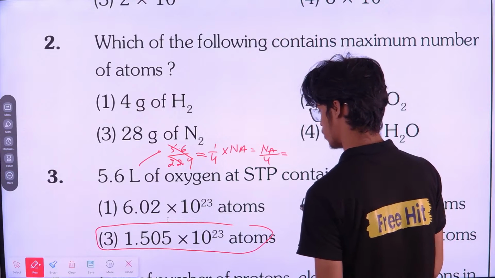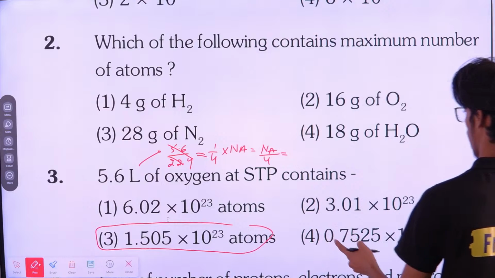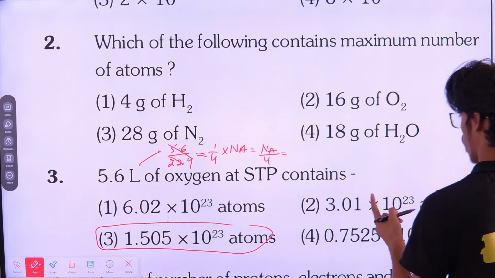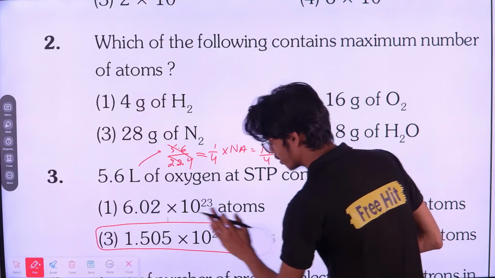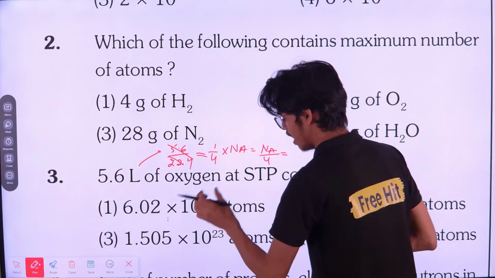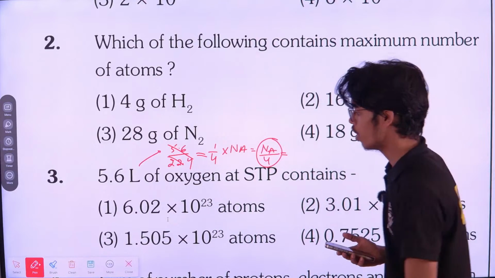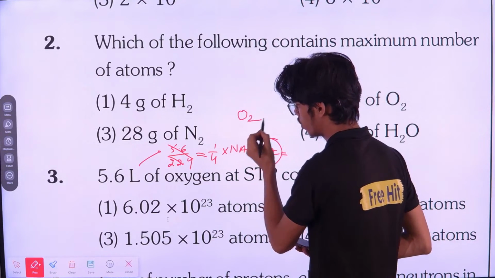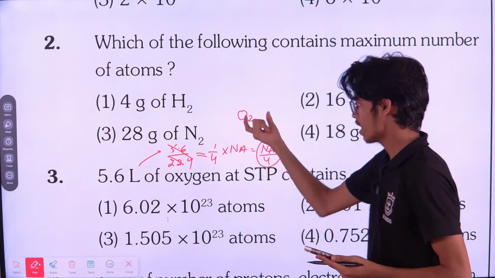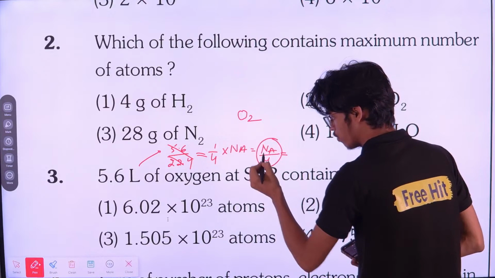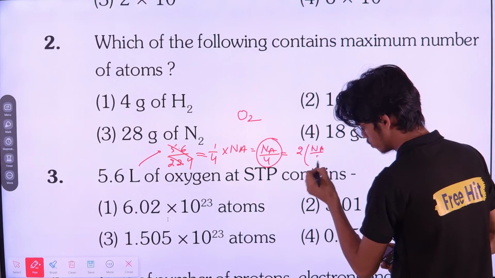Priya Jyoti, third, option number 2. Are you doing something wrong? 5.6 liter of oxygen at STP contains... it's talking about atoms, it's not talking about molecules. See, this is Na by 4, the number of what? Number of molecules of oxygen, and 1 molecule of oxygen contains 2 atoms. So it is asking about atoms. So for Na by 4 molecules, 2 times the atoms will be present.